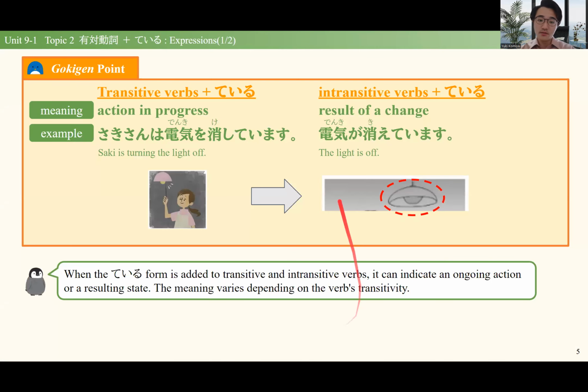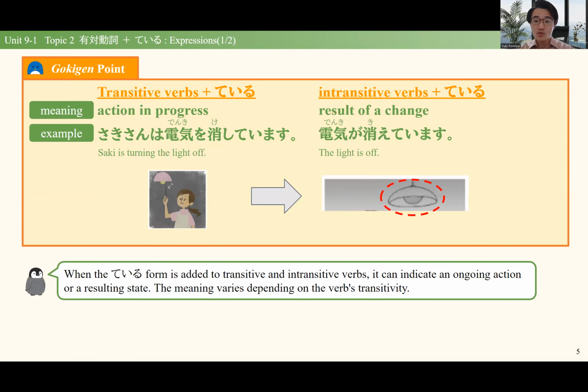So when you have the transitive, you turn off something. When you make it into teiru form, 消しています。Saki-san wa denki o keshite imasu. Like Saki is turning off the light. Well, this is simple. Simply teiru in the progressive form. Saki is turning off the light right now.